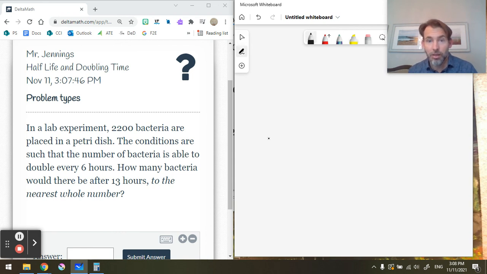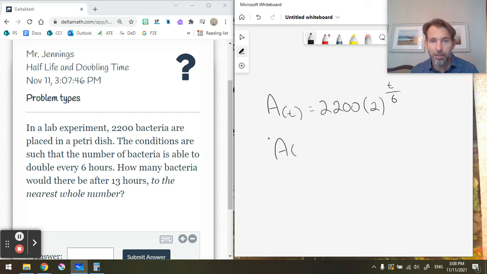Here's how you set these up. We know that the amount is a time domain function. So we say amount as a function of time is equal to the initial value, and it's going to double every 6 hours, so t hours divided by 6 hours. Now I've been asked to find A at 13 hours. Well, that would be 2200 multiplied by 2 to the power. How'd you get that number, Mr. Jennings?